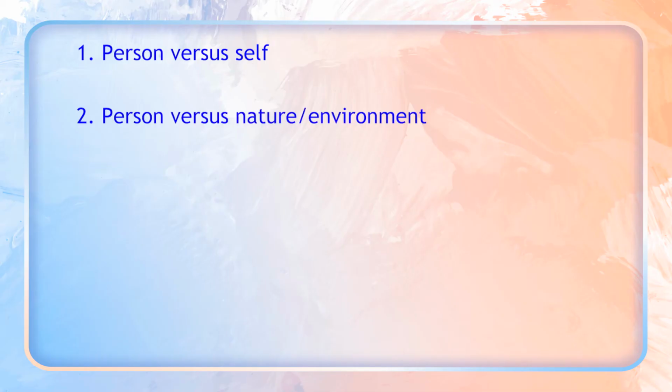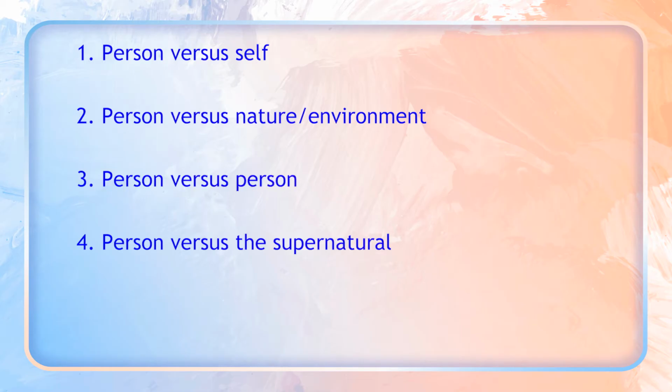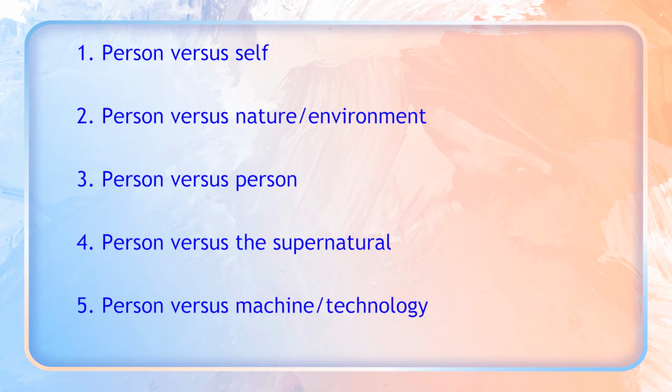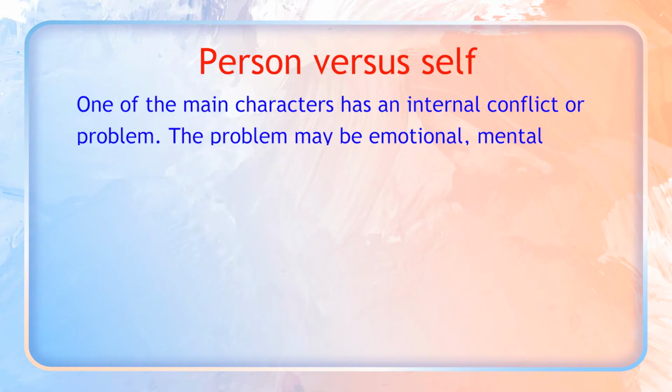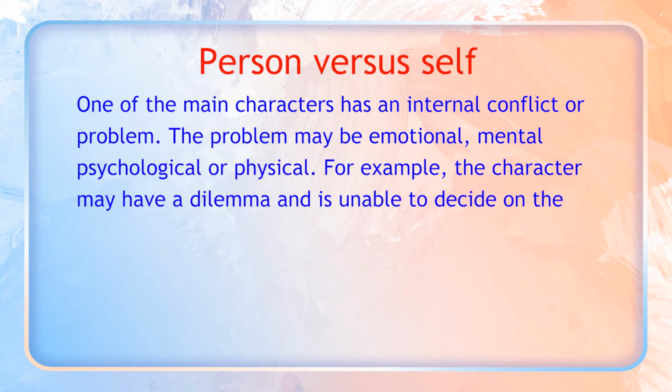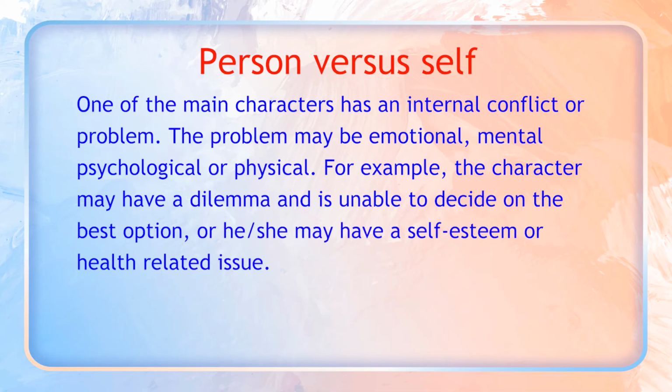Some types of conflict include person versus self, person versus nature or environment, person versus person, person versus supernatural, person versus machine or technology. Person versus self. To explain this type of conflict, let's take an example of a story where one of the main characters has an internal conflict or problem. The problem may be emotional, mental, psychological or physical. For example, the character may have a dilemma and be unable to decide on the best option, or he or she may have a self-esteem or health-related issue.